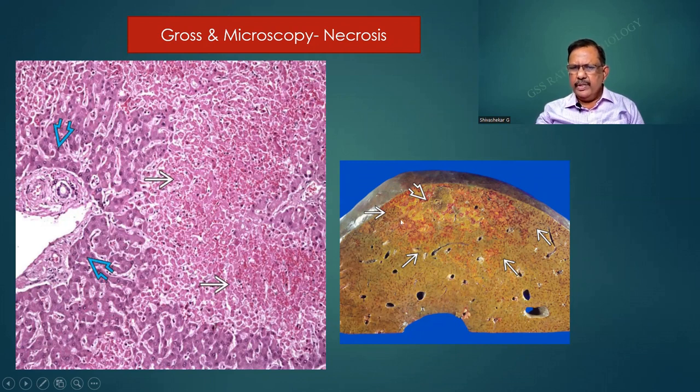There are areas of congestion, the yellowish ones can be the areas of fatty change, and there are also grayish black areas of necrosis. So you can compare this with the livers elsewhere, and probably if you look very carefully, I can appreciate a nutmeg appearance in the periphery of the viable liver.